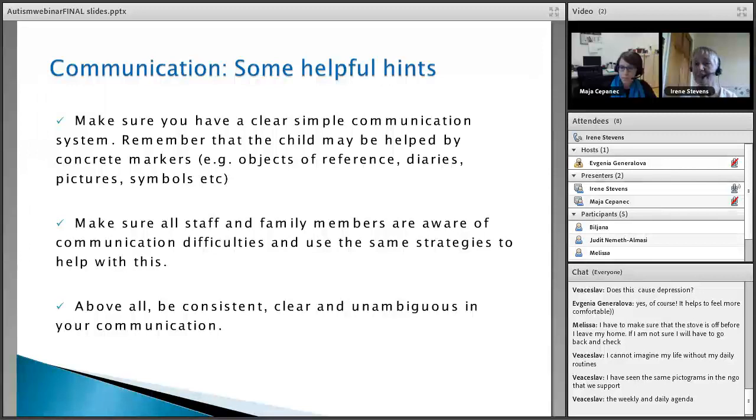Weekly and daily agendas, yes, and depending on how badly affected the child is, you might even have an hour by hour agenda, or you may have a morning routine, the getting out of bed, getting dressed routine. It just depends on what the issues are, but there are many different kinds of visual support you can use. So it's nice to see that these strategies are being used.